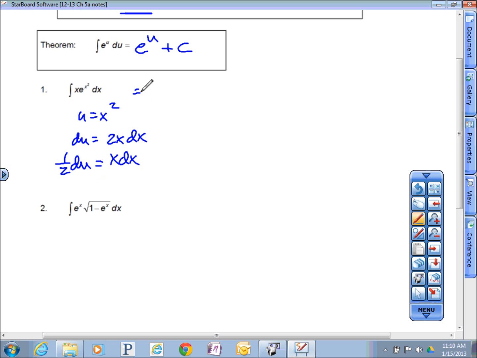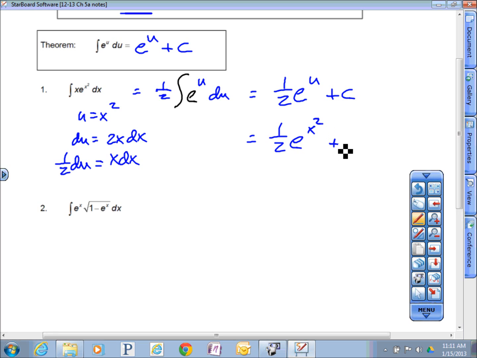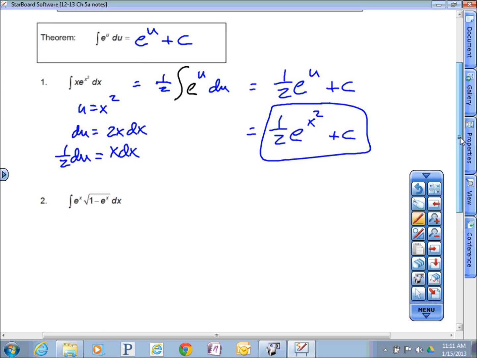So what I really have now is 1/2 of the integral of e raised to the u power du. So I've got 1/2 e to the u plus c. What's u? 1/2 e to the x squared power plus c. And if you want to check that, you could take the derivative. Derivative of e to the x squared would be e to the x squared times 2x. The 2 and the 1/2 would cancel out, and that would leave us what we started with at the beginning of this problem. So there's your first step.